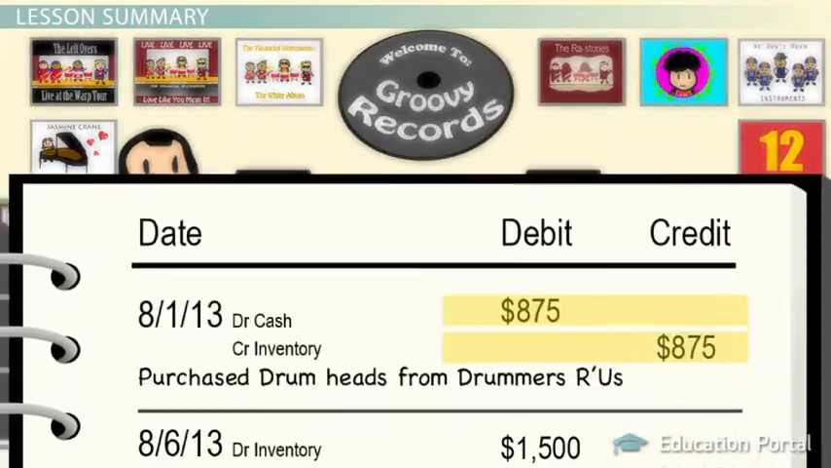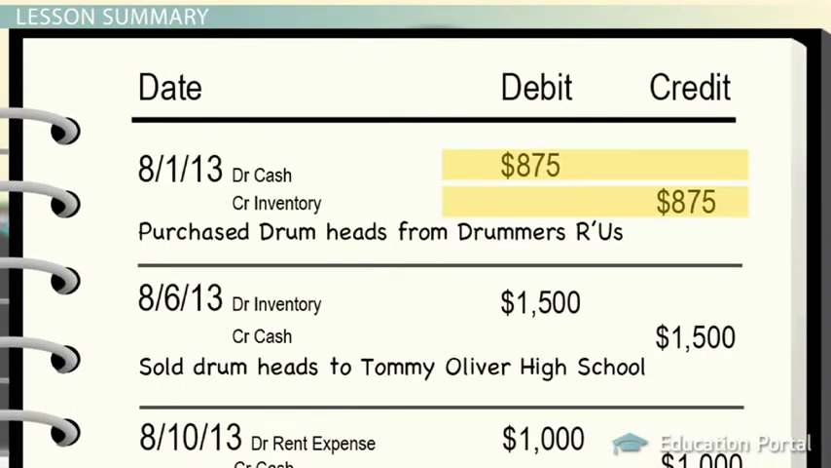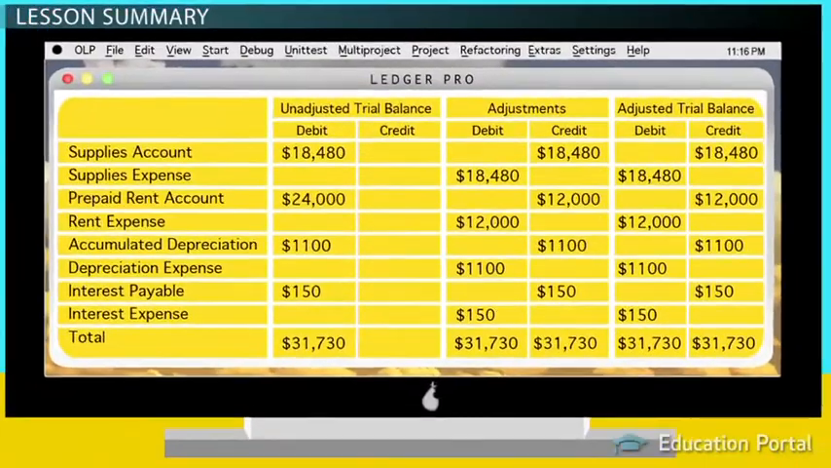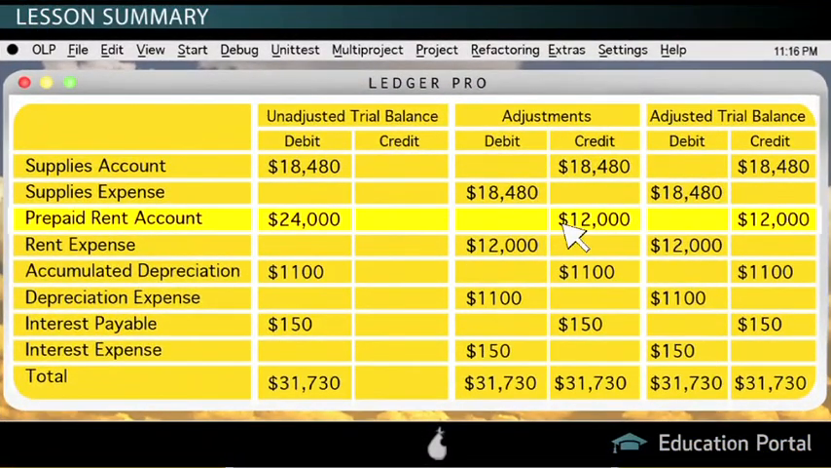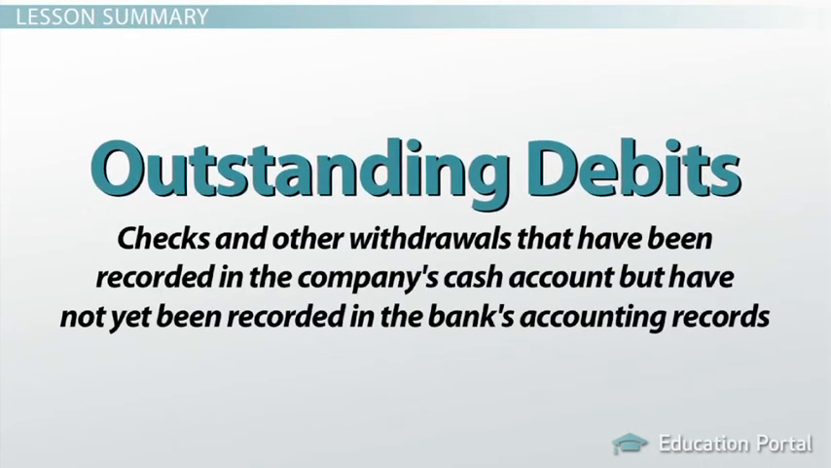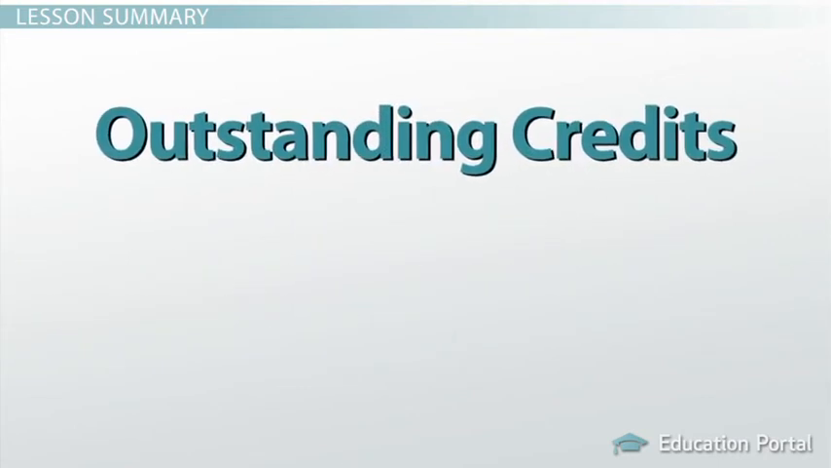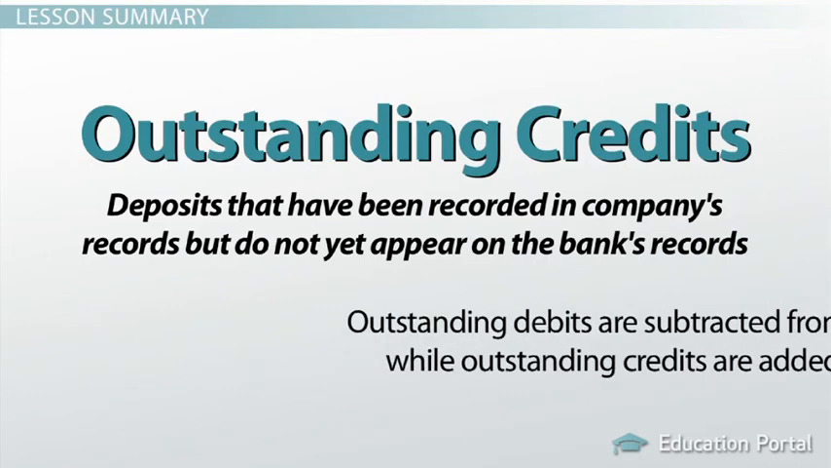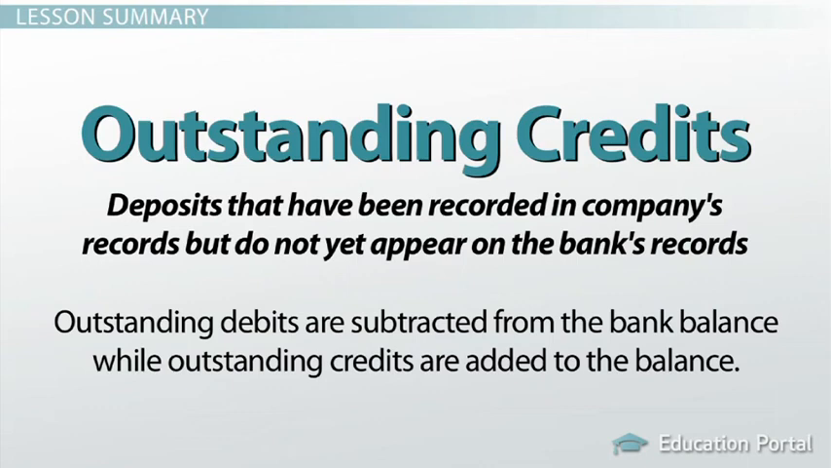The second step is to note what items on the check register have cleared the bank. Cleared means that the item has been recorded in both the company's records and the bank's records. After all the cleared items have been noted, then it's time to address the uncleared items. Uncleared items are either outstanding debits, which are checks or withdrawals that have been recorded in the cash account but have not yet been recorded in the bank account, or outstanding credits, which are deposits that have been recorded in the cash account but not the bank account. Outstanding debits are subtracted from the bank balance, while outstanding credits are added to the balance.